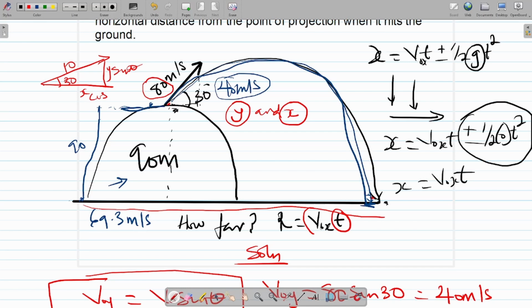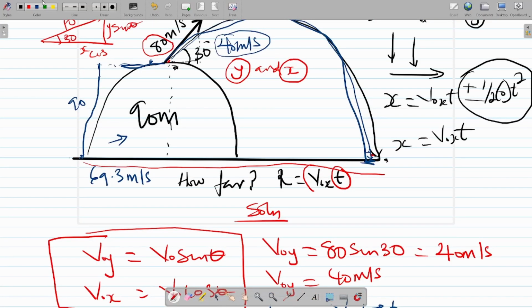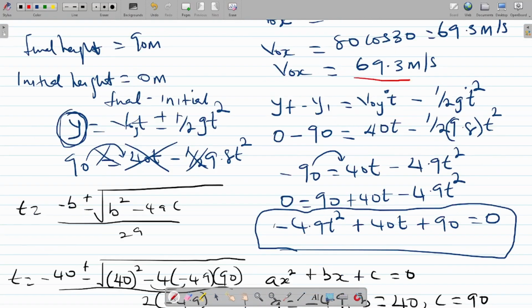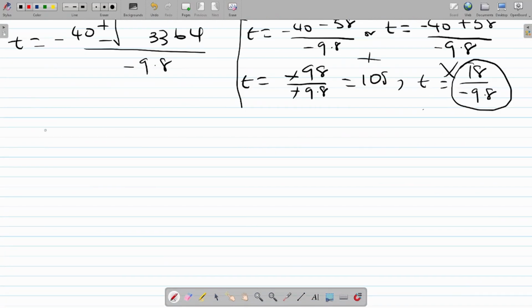We have our initial velocity in the x direction. We can now solve for the range. Now let's do that. So what was our initial velocity in the x direction? We got this value here, 69.3 meters per second. So we now say the range is equal to v naught x times t. Remember I said that this v naught x means the initial velocity in the x direction, and the time here means the total time it took to travel from the point of projection to the plane of impact. We can now plug in our values and solve.